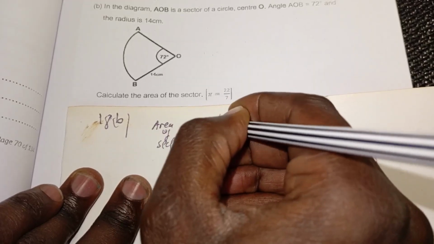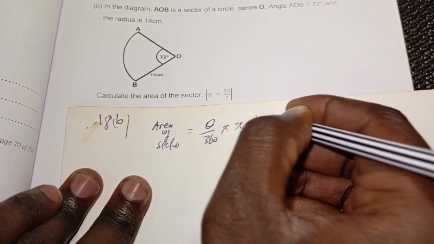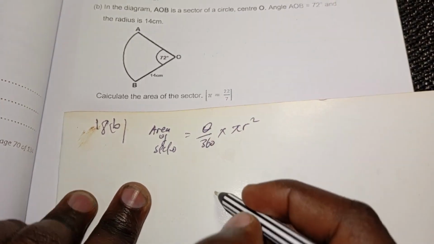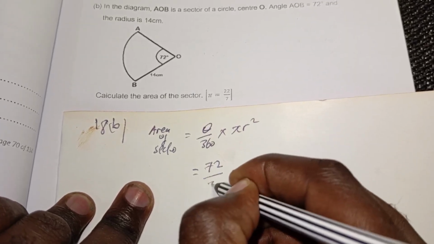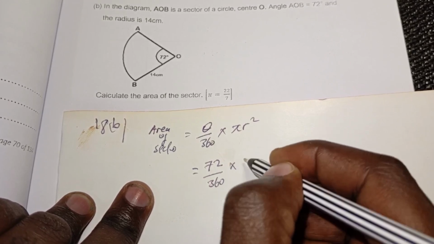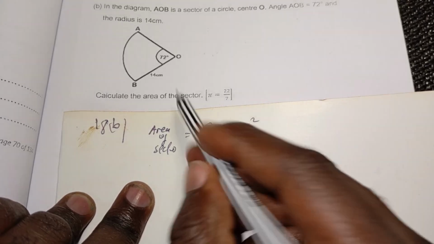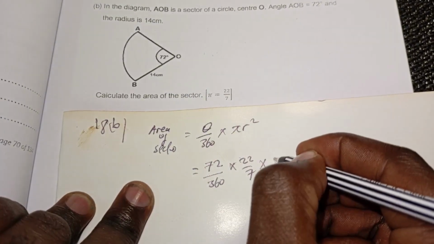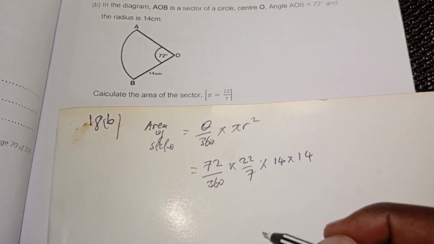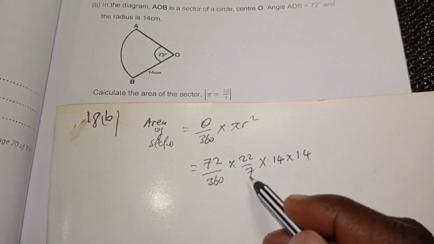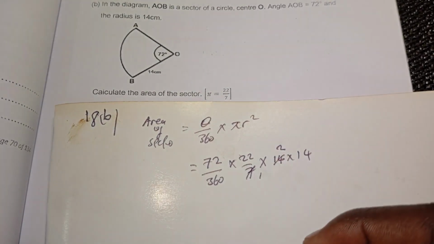The formula is given by theta over 360 times pi r squared. So the theta there is 72 over 360 multiplied by the pi. We are taking 22 over 7, times the radius, which is 14 squared, the same as 14 by 14. So this is what we have. So we're going to say 7 there, 1, 7 there, it is 2.